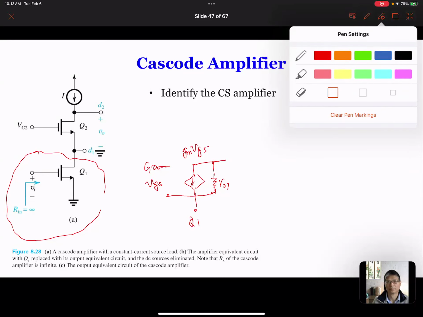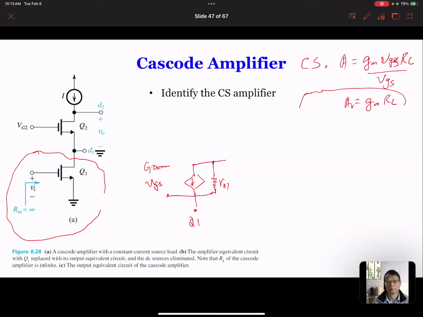So for Q2, you can see that the source of Q2 is connected to the drain of Q1. And the gate, VG2, is a DC voltage, so it's going to be a short circuit for the AC signal. And the source is connected as the output, and then there's also a constant current source at the drain. So we're going to neglect the current source over here. So we're going to draw the equivalent circuit of Q2.